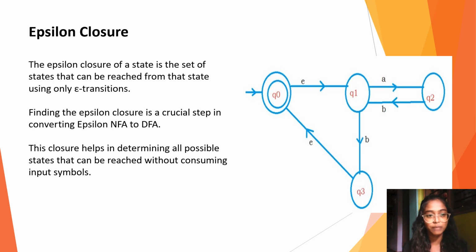Next, let us see the epsilon closure. The epsilon closure of a state is the set of states that can be reached from that state using only epsilon transitions. Finding the epsilon closure is a crucial step in converting the epsilon NFA to the DFA. This closure helps in determining all the possible states that can be reached without consuming input symbols.